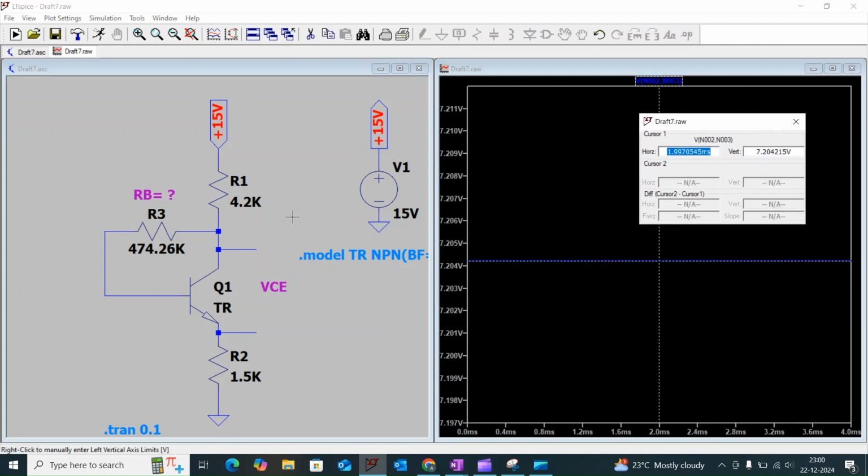Hope we are able to understand how to calculate the collector feedback resistance to set the operating point of the transistor circuit.